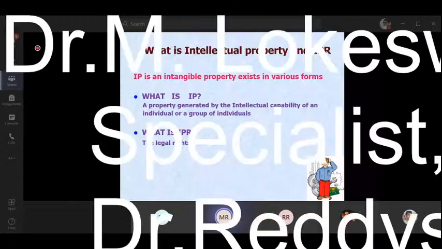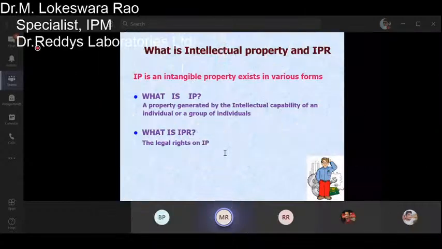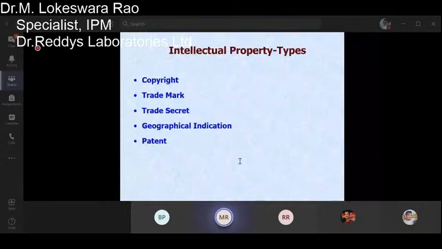Intellectual property has different types or categories. It is mainly categorized into copyright, trademarks, trade secrets, geographical indications, and patents. These are all the major types of intellectual property. Each one has its own acts to define what it is, how we have to get it, and how we have to enforce them. We'll touch slightly on each one and more elaborately on patents.